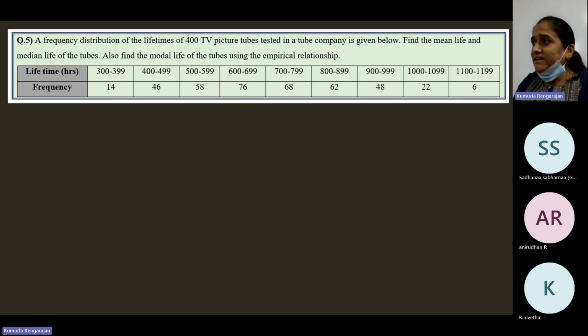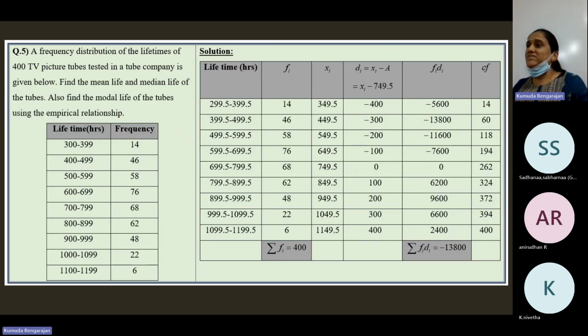Now, for this data, we have to find mean, median, and mode. If you don't make the class intervals continuous, you can find the mean, but for the median you have to make it continuous. So you prepare columns like this, because you don't want to do different tables for mean, median, and mode.